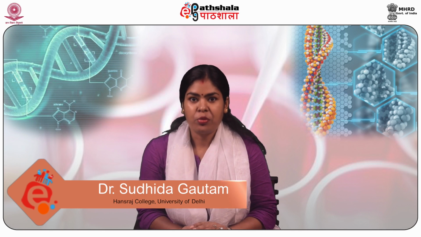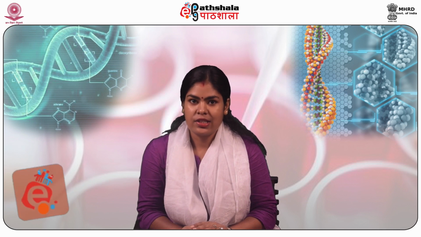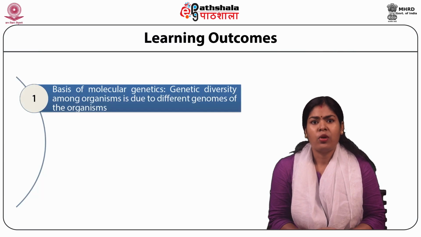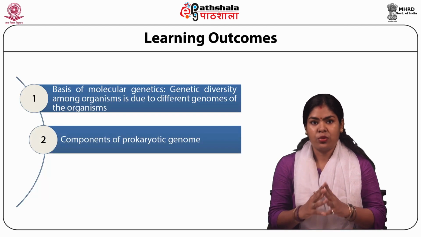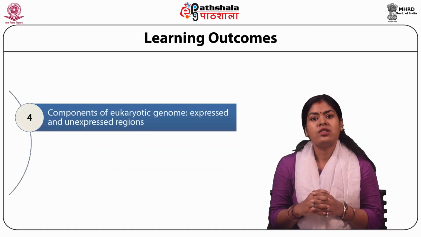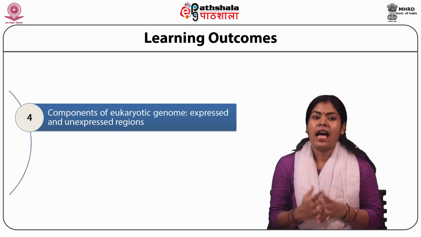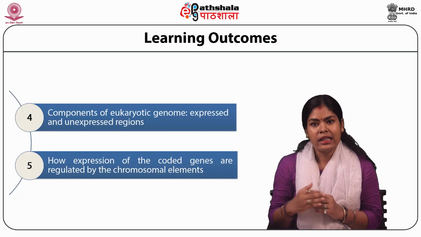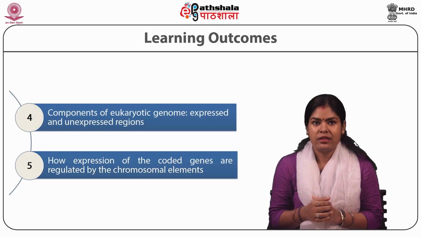Today we are going to talk on module Genome, Structure and Organization from paper Structural Organization of Genome. Learning outcomes: basis of molecular genetics, genetic diversity among organisms is due to different genomes of the organism, components of prokaryotic genome, why prokaryotic genome differs from the eukaryotic genome, components of eukaryotic genome, expressed and unexpressed regions, how expression of the coded genes are regulated by the chromosomal elements.